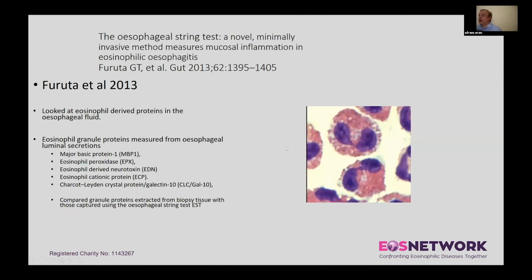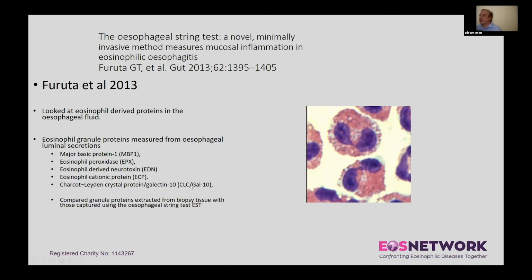And at the same time, this paper came out by Furuta in 2013, where they did just that. They looked at eosinophil-derived proteins. These cells are inflammatory cells that you find in EoE in the esophagus, and it's part of the diagnostic criteria to have more than 15 per high power field. And within these cells, if you look under the microscope, they have these two dark globes, which are the nuclei, and this pinkish cytoplasm, and that's full of granules. And within these granules are various proteins. One's called major basic protein 1, eosinophil peroxidase, eosinophil-derived neurotoxin, eosinophil cationic protein, and Gal-10. And there are lots of others too.